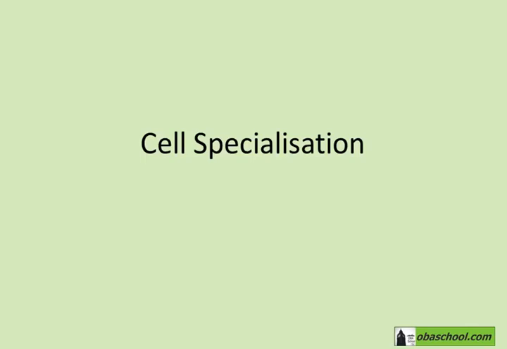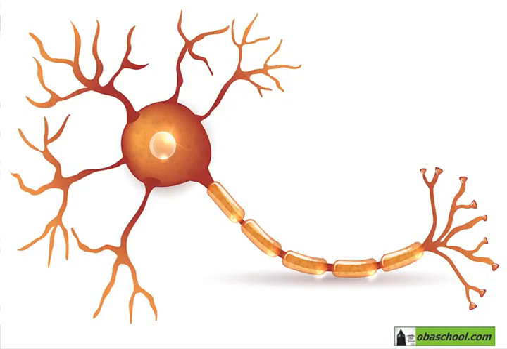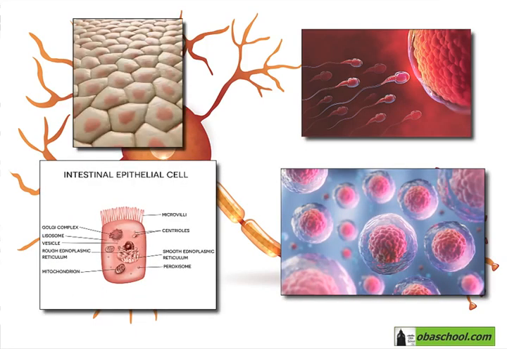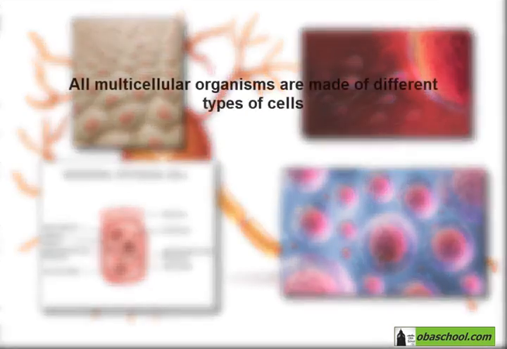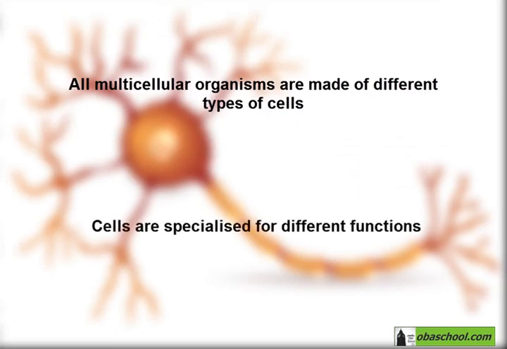After we've discussed cells and organelles, we are going to look at how cells specialize. So the objective of this video is to discuss cellular differentiation. We know that in the human being, for example, cells are not all the same. And this is true for all multicellular organisms. You have cells that are specialized to perform specific functions.